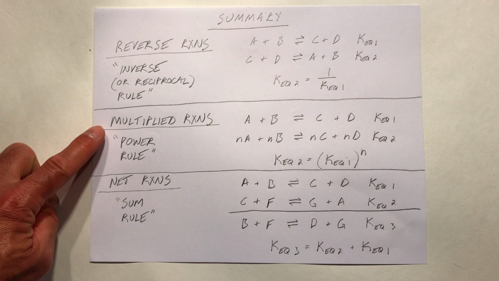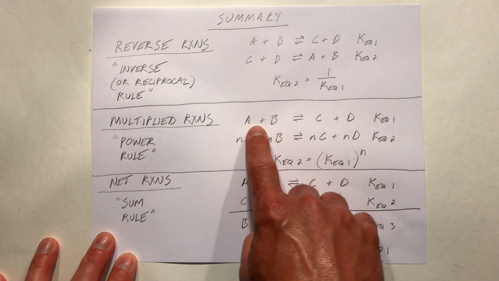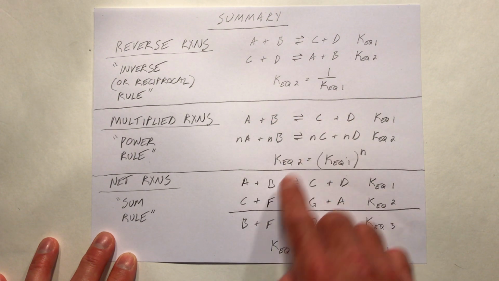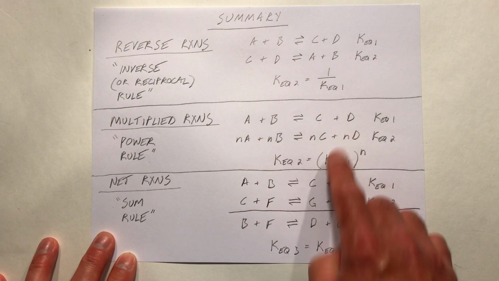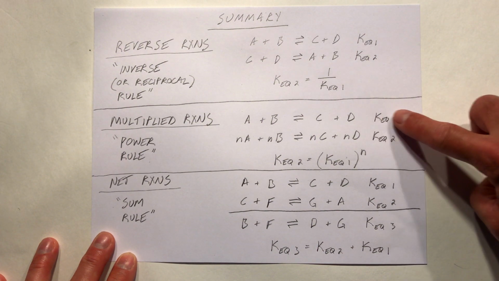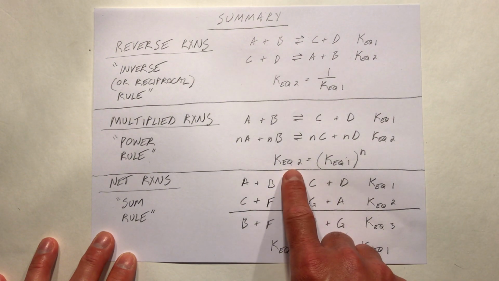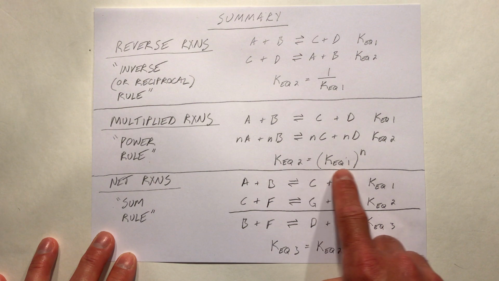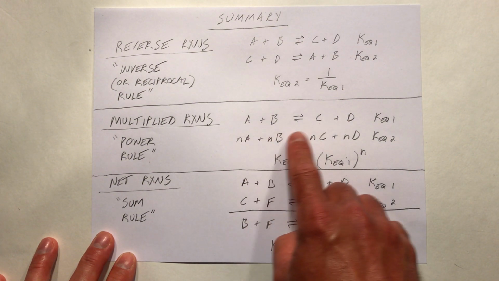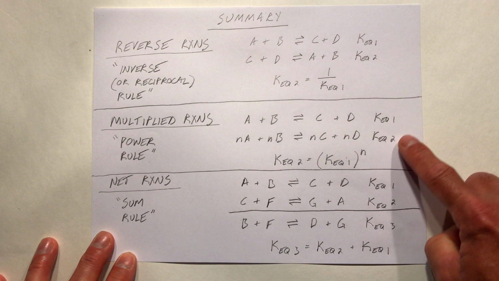When you have multiplied reactions, we use what's called the power rule. So if we have a reaction like this, and then we multiply all of the mole values by the multiplier n, if the Keq for the first reaction is Keq1 and for the second reaction is Keq2, we could say that Keq2 is equal to Keq1 raised to the n power. So whatever the multiplier is, that n value, that's the power to which we raise the Keq.